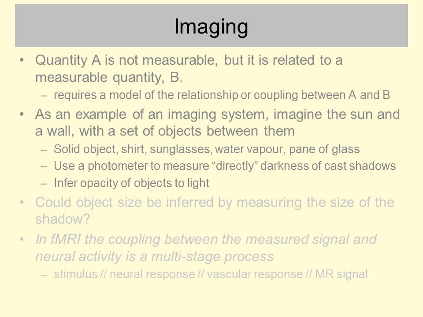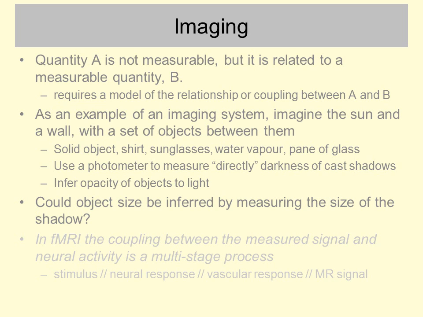And obviously there'll be much less light reflected off the wall in the case of the solid object than there will be for objects that allow light to pass through, like shirts and sunglasses. But then water vapour perhaps blocks even less of the light, and the pane of glass blocks very little of the light. So what we could actually infer with this simple imaging system is something about how opaque the objects are, just by using a photometer to measure the shadows and tell us about the density of the objects.